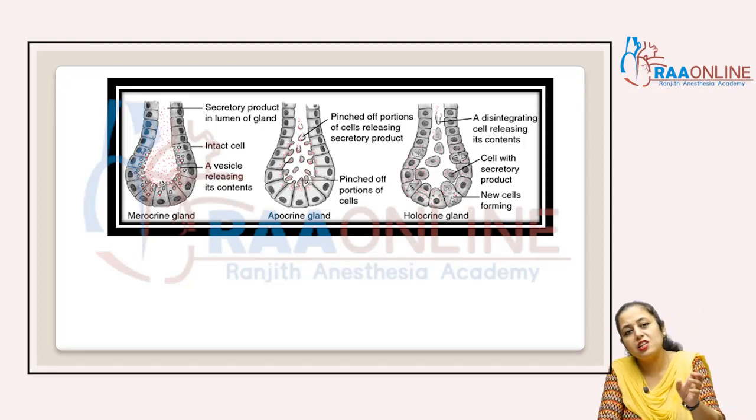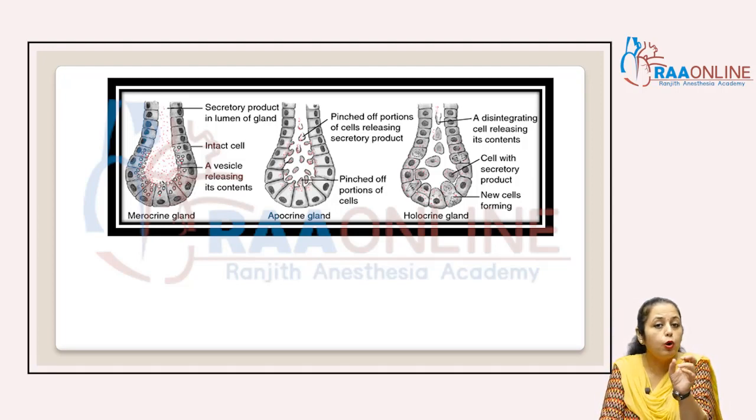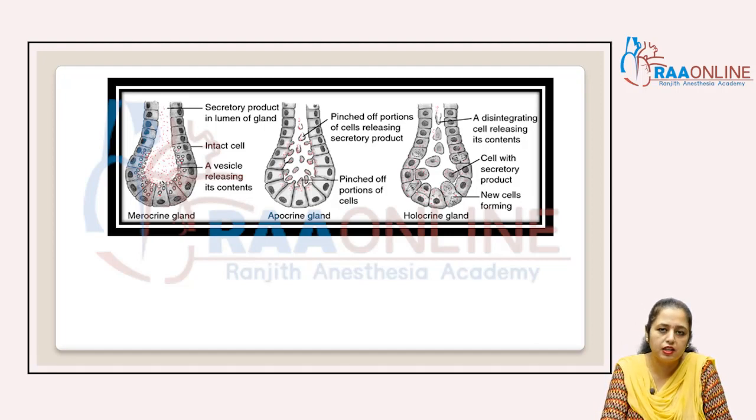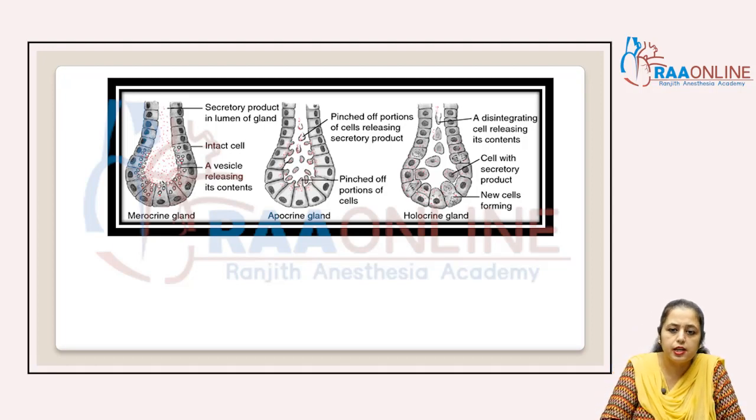That means the whole cell is destroyed to release its secretion. That's why it is called holo, that is whole. The whole cell is destroyed to give its secretion. That's why it is the holocrine gland, and an example of a holocrine gland is the sebaceous gland.